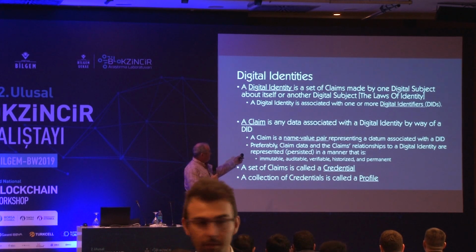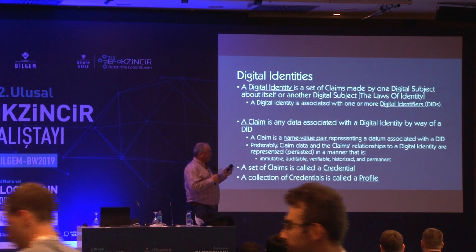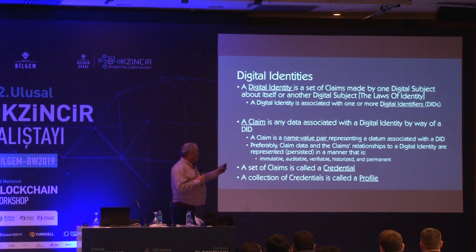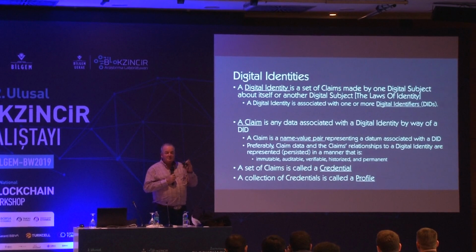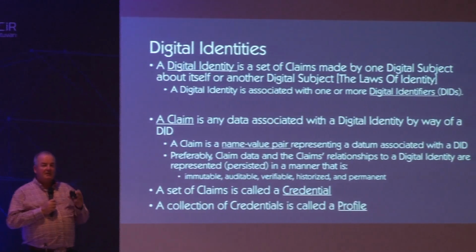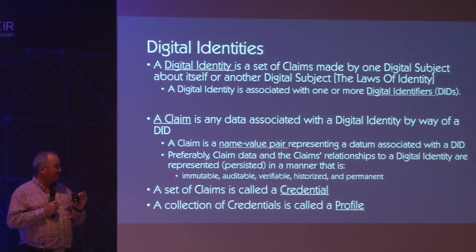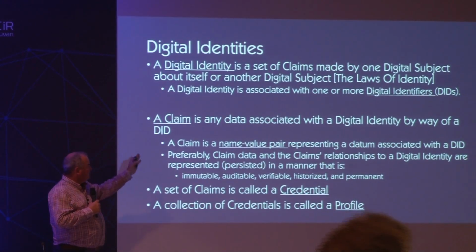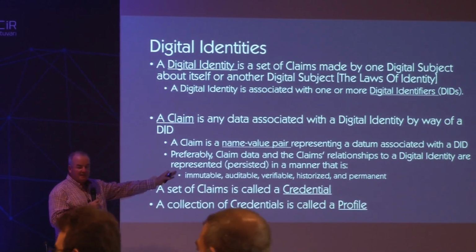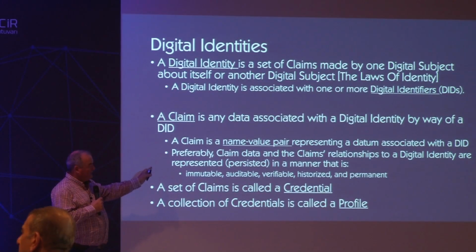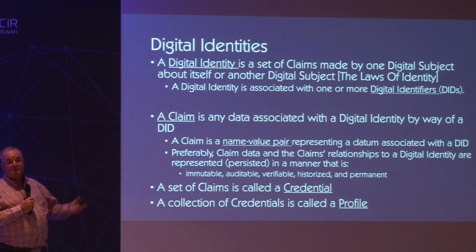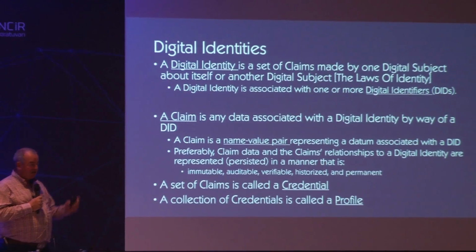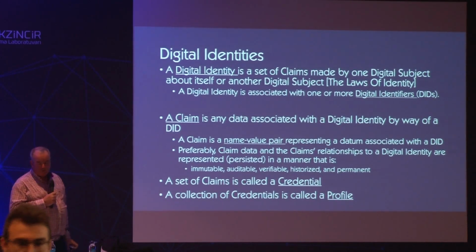Preferably, the claim data and the relationship to the digital identity are represented or persisted in a manner that is immutable, auditable, verifiable, permanent, and historized. So this is where the blockchain comes in. We want to be able to store the relationship between the claim data and the digital identity. The reason we don't want to put the actual claim data on the blockchain is mostly due to GDPR. We have to be able to erase, to forget people. So you can store the digital identity, that character string, but you need to be able to erase the claim data.